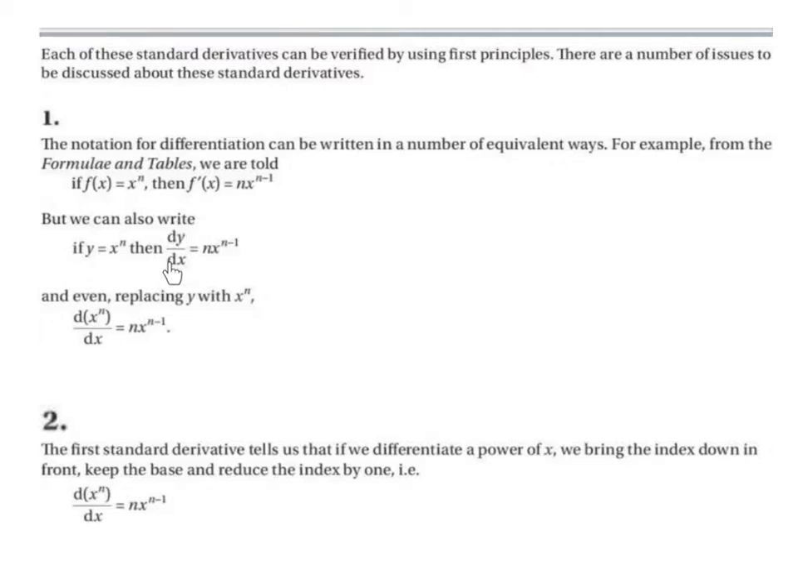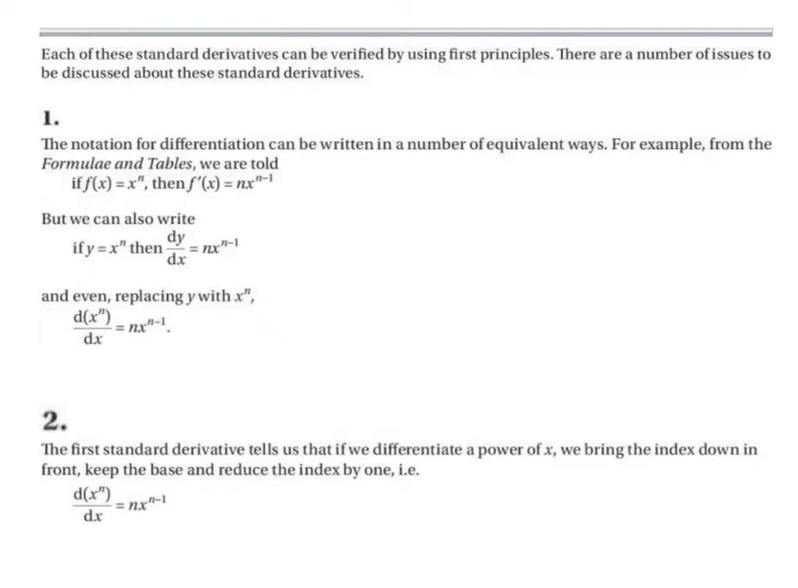So dy dx, differentiating y with respect to x. And even replacing y with x to the power of n. So we can have d bracket x to the power of n bracket over dx is equal to nx to the power of n minus 1. So these are 3 different ways that we can write the derivative.